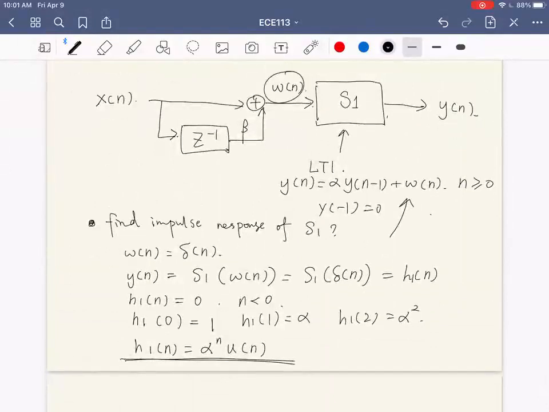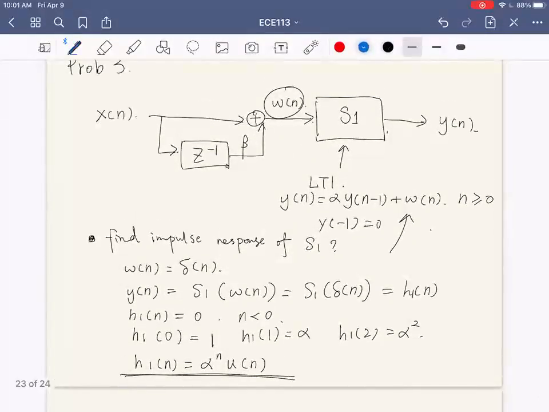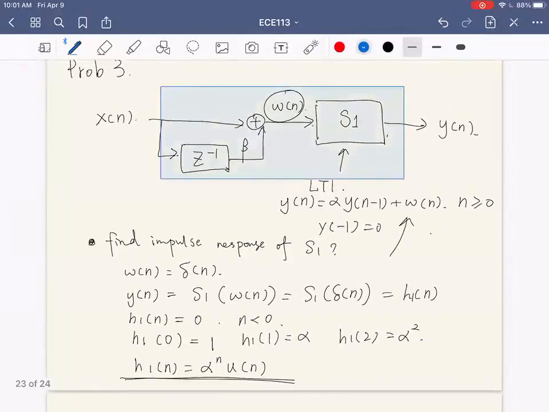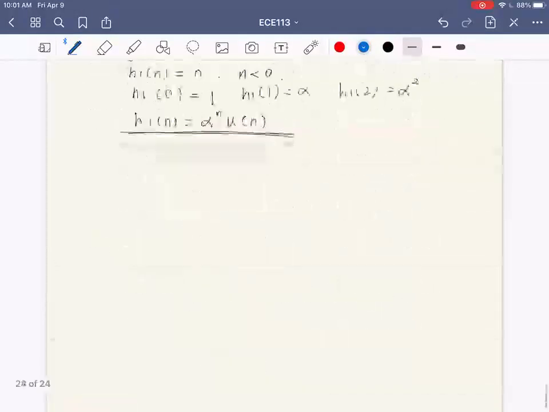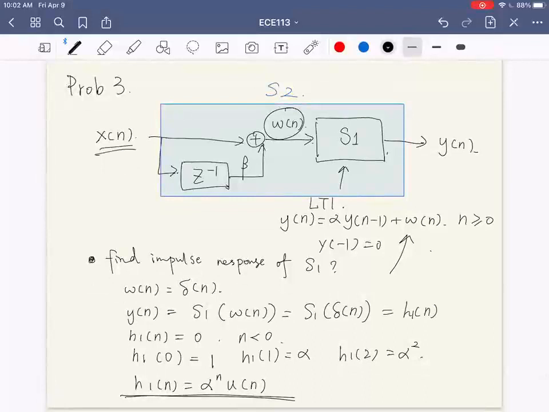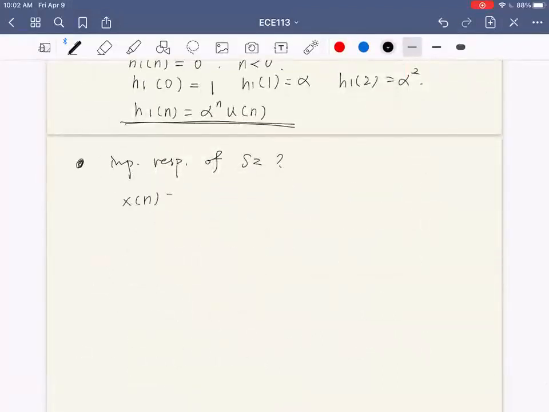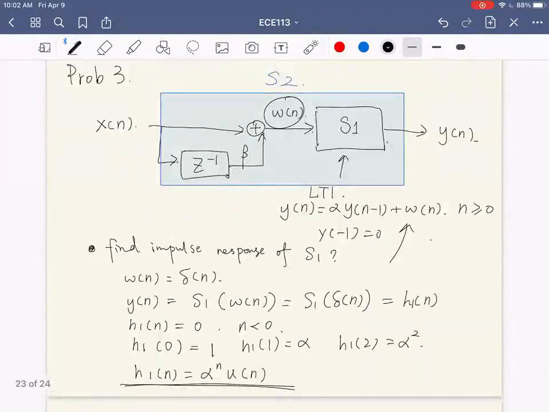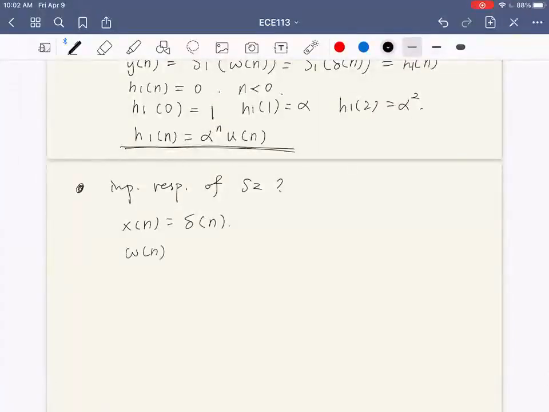We just need to make the input an impulse. And let's say now the whole block is system 2. What should be the impulse response of S2? So it is pretty similar. For S1, we made w of n an impulse. For S2, we make x of n an impulse. So x of n is an impulse now, right? And what is w? w of n equals x of n plus beta x of n minus 1, right? Because x of n is delta, substitute, right?